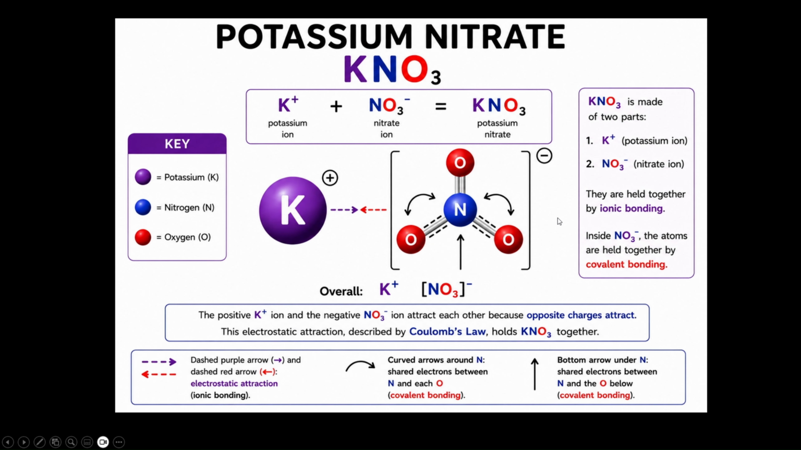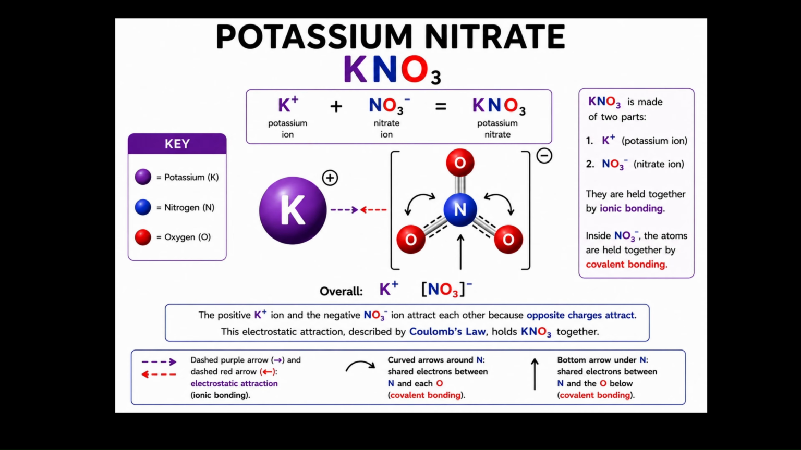Now, let's use potassium nitrate as an example of an ionic compound containing a polyatomic ion. Potassium nitrate contains a cation, one that has a positive charge, and an anion, one that has a negative charge. According to Coulomb's law, opposite charges will attract. And because of that attraction, we are able to form this compound called potassium nitrate.